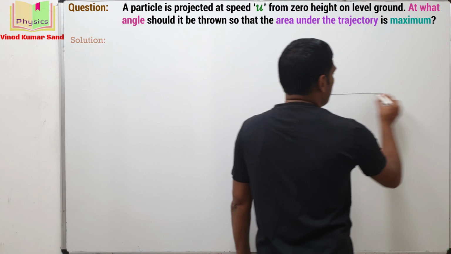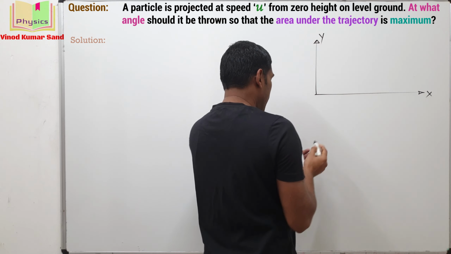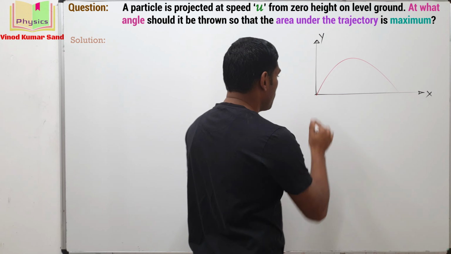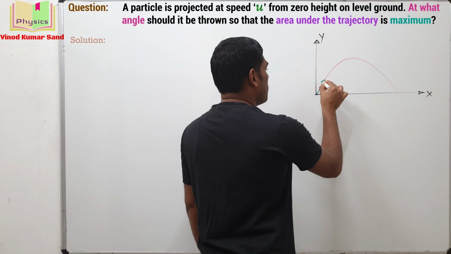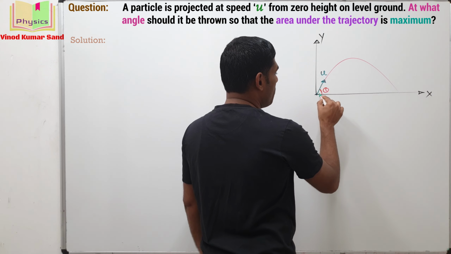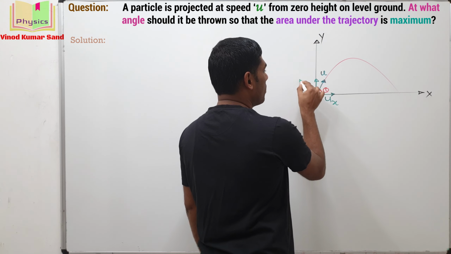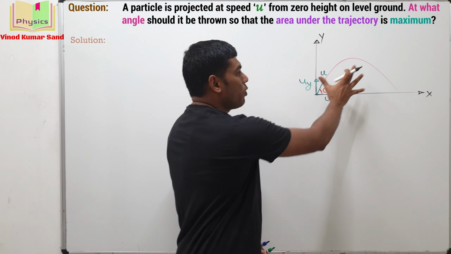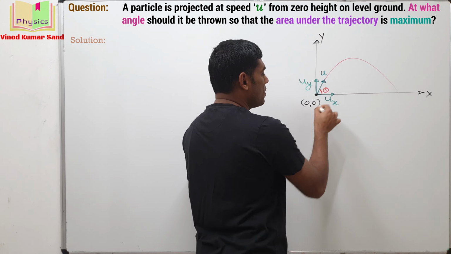Suppose we take this as the x-axis, this as the y-axis, and the particle is thrown at some angle theta with the horizontal. The projection speed is given as u, and this u has two components. One component along the x-axis we call ux, another component along the y-axis we call uy. Our target is to find the area under the curve. For that, here is the origin 0, 0.